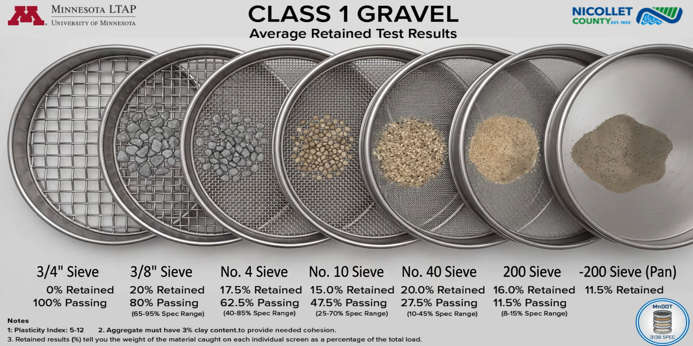3/8 inch sieve. This is where we catch our first significant percentage of rock. In this test, 20% is retained. With 80% passing, we are well within the allowable range of 65 to 95%. This retained 20% of intermediate rock provides the structural key needed to lock the surface together.